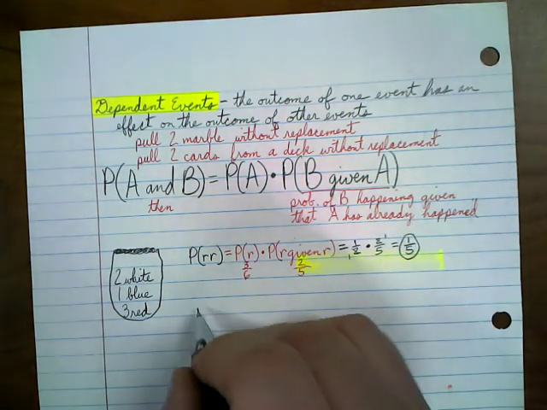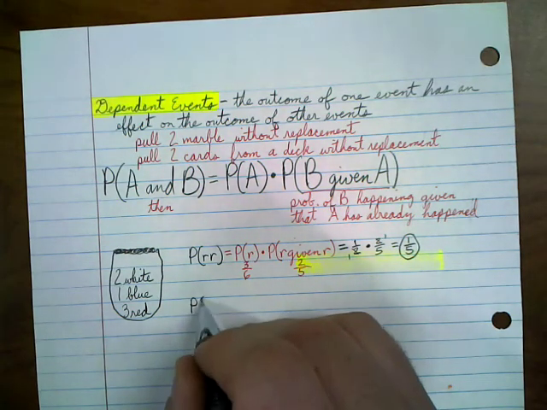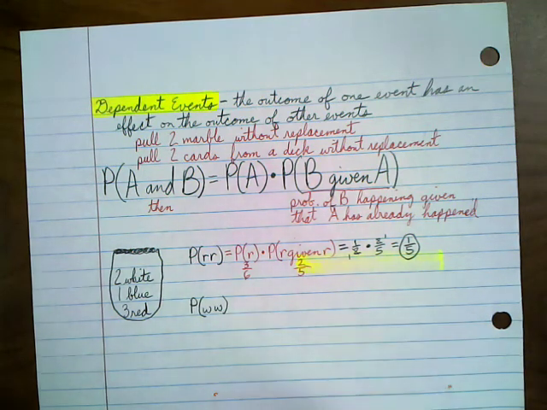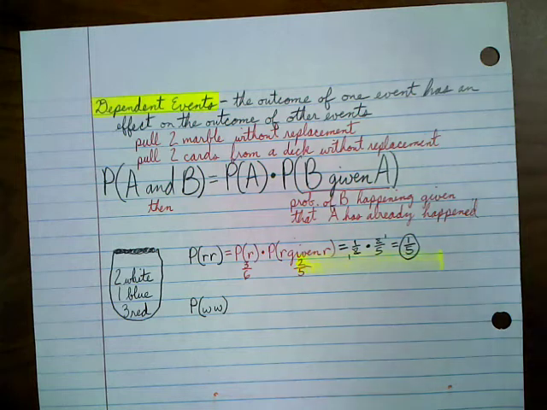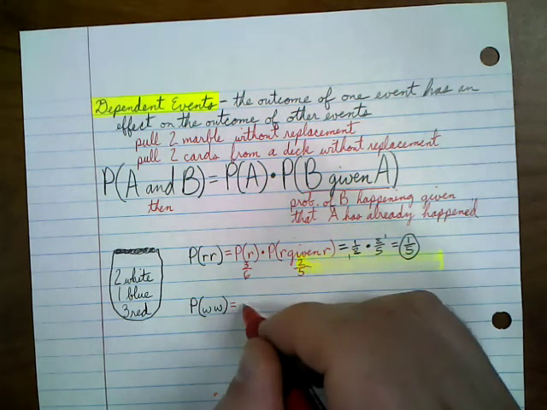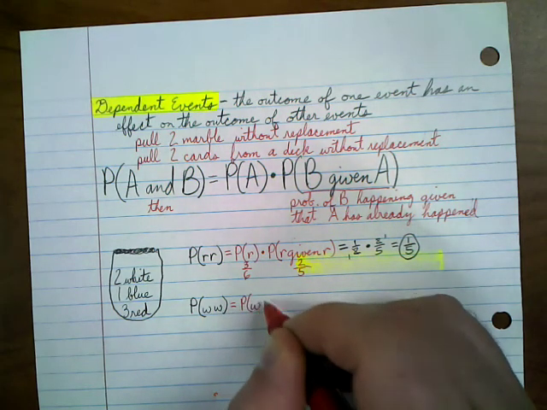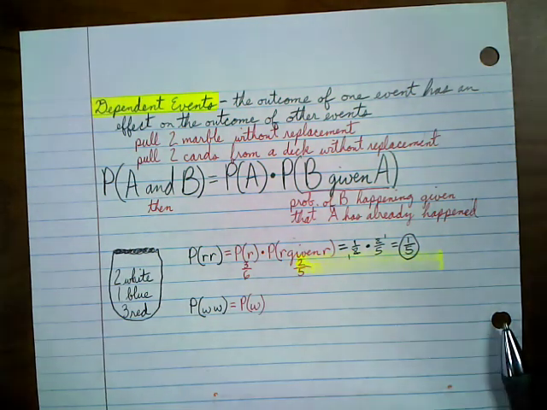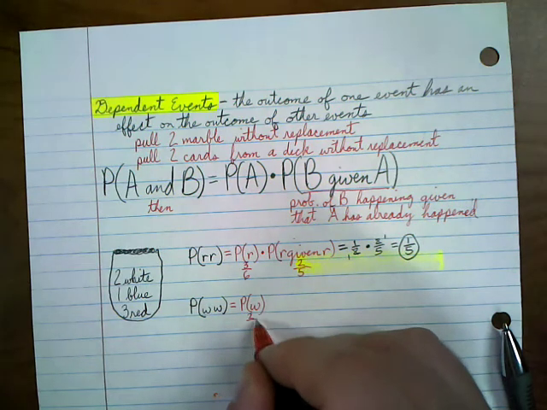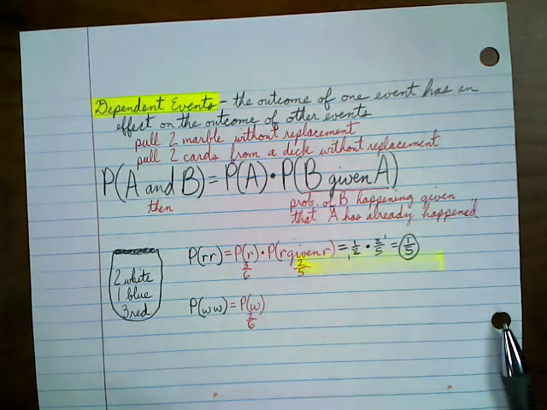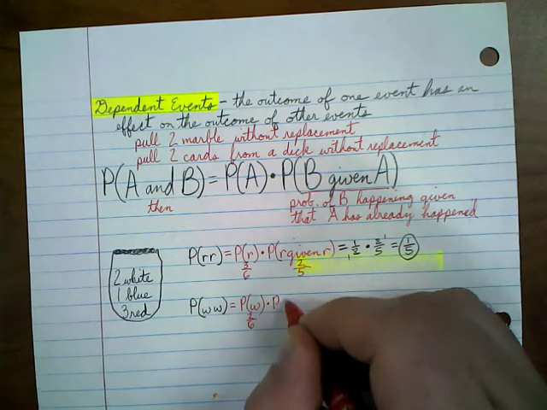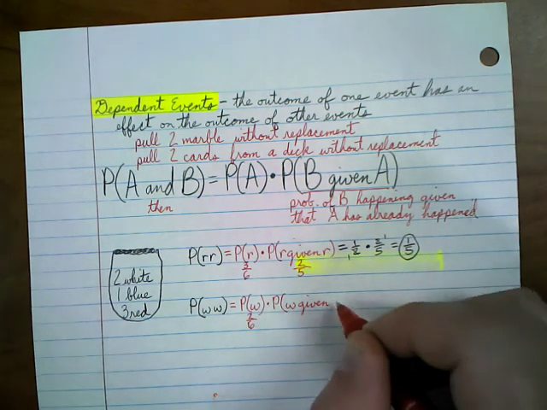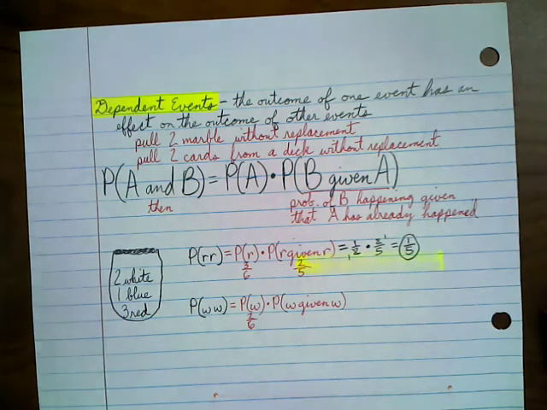So let's see what would happen if I want to know the probability of pulling 2 white marbles. So likewise, this would be the probability of pulling the first one. The first one's just easy, it's just normal. So there are 2 white marbles out of 6 total. But then we're going to find the probability of pulling a white marble, given we've already pulled a white marble.